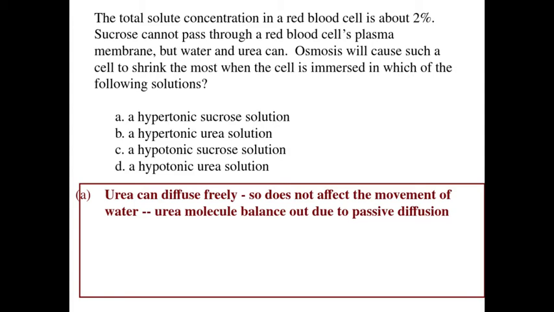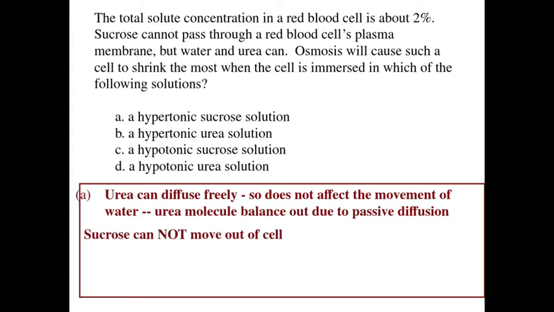Urea can diffuse freely. So that does not affect the movement of water, because it clearly said that urea can pass through the membrane. It just goes through, no problem. And so the urea molecule will balance out due to passive diffusion. It'll just do regular diffusion and even itself out.